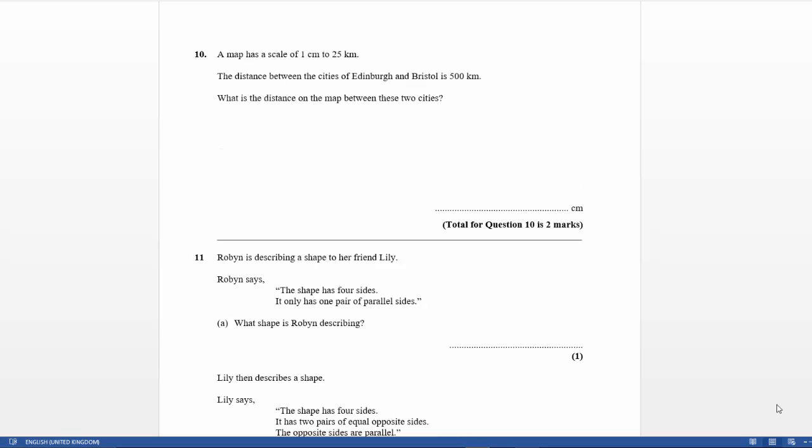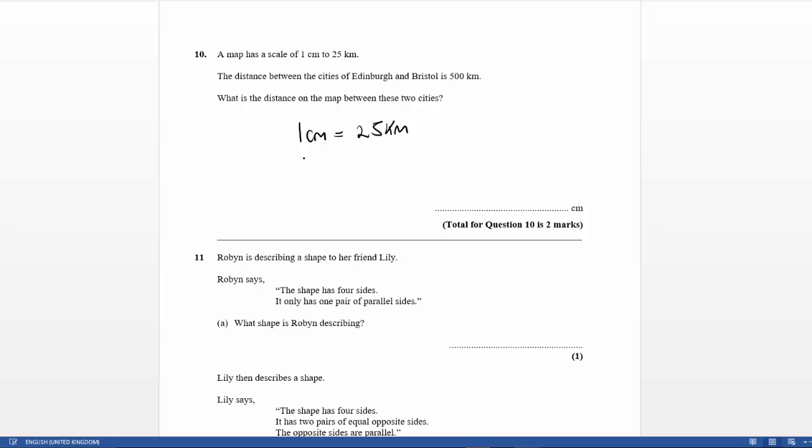Right. A map has a scale of 1 centimeter to 25 kilometers. The distance between the cities of Edinburgh and Bristol is 500 kilometers. What is the distance on the map between these two cities? So you need to understand scale drawings, guys. So we know that 1 centimeter on the map is equal to 25 kilometers.